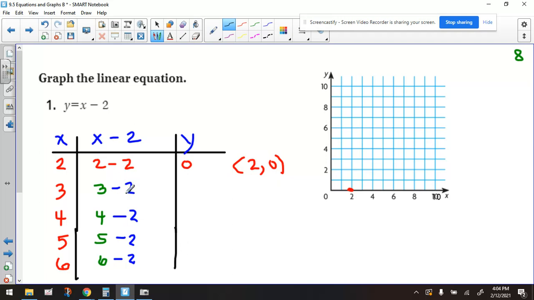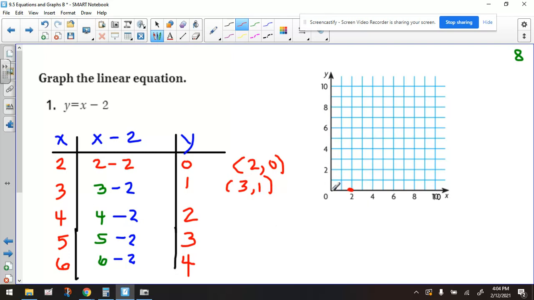So over here, if we do 3 minus 2, that's easy enough. That's going to give us a 1. 4 minus 2 would give us a 2. 5 minus 2 would give us a 3. And 6 minus 2 would give us a 4. All right, so if we finish plotting this, see, this is going to give us the ordered pair of a 3 and a 1.